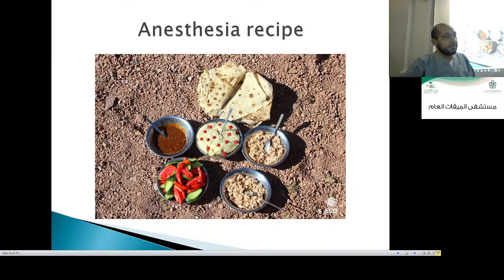Here is our anesthesia recipe. It's easy, simple and delicious. Come and share us. Okay.